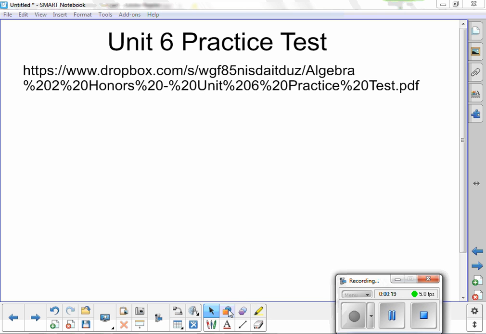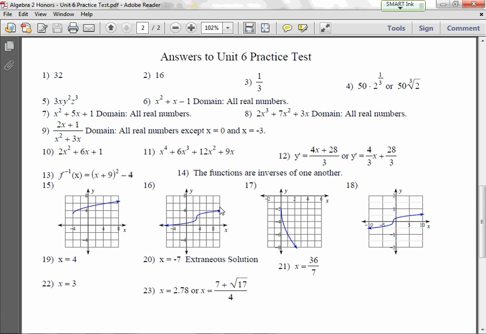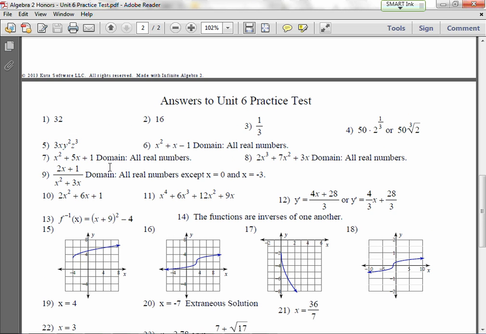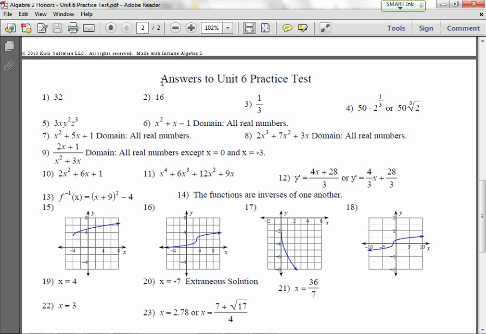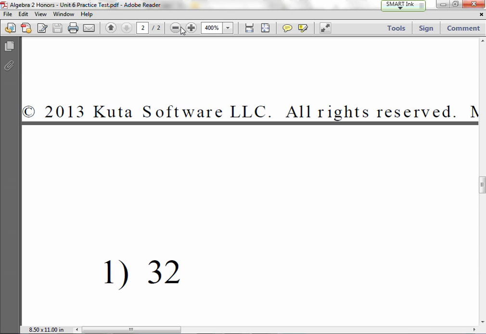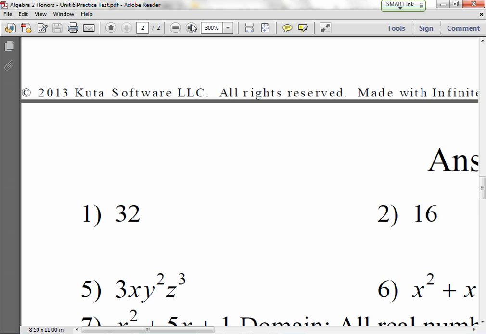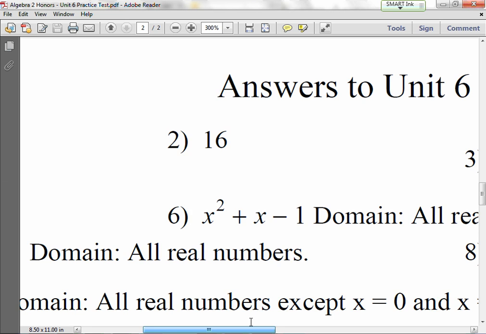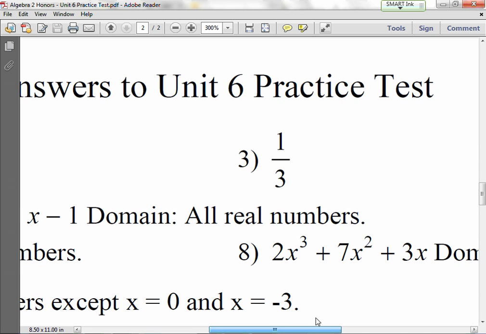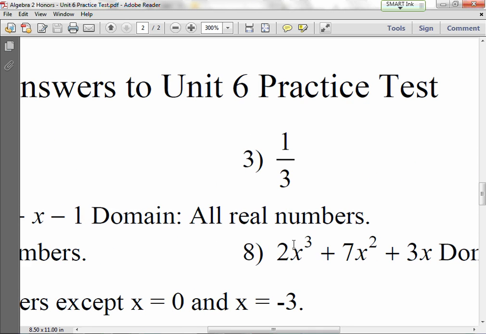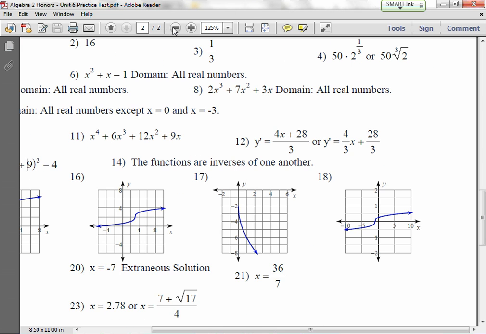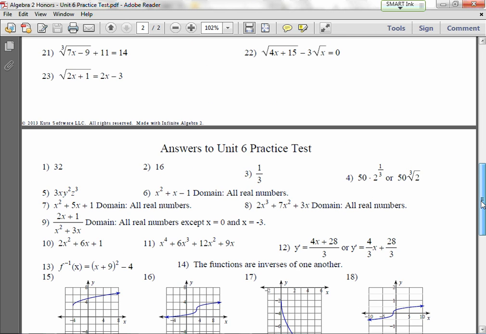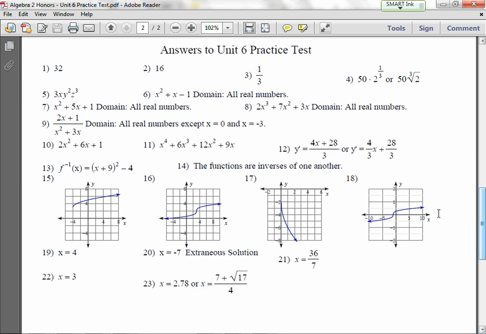I'll try to zoom in on the answers so you can see them, but just in case you don't have high def or something like that, it's not going to work too well. So I'm just going to go through these. I'll scan through, and then you can stop or rewind as you need to. So 1 is 32. There's 2, 3, 4. Let me zoom out, actually. So these are the answers to the Unit 6 practice test. And there you go. So just push pause and look at them if you need to.